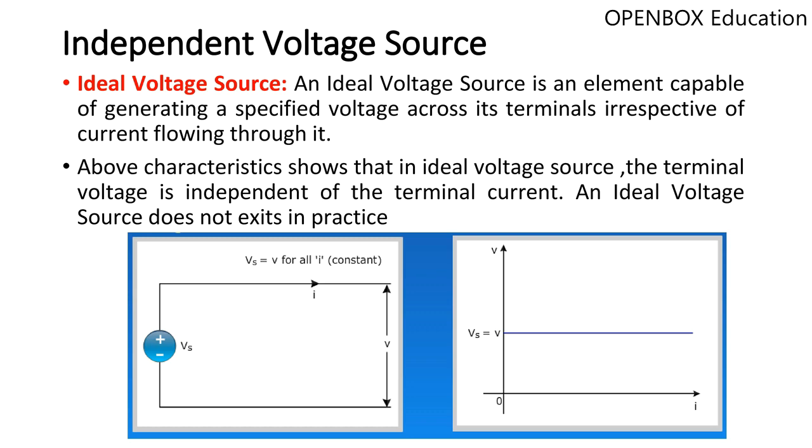Independent voltage source is classified into ideal voltage source and non-ideal voltage source. Ideal voltage source. An ideal voltage source is an element capable of generating a specified voltage across its terminals irrespective of current flowing through it. In the above figure, Vs is the ideal voltage source, V is the terminal voltage, and I is the current. The given source represents the voltage-current characteristic of an ideal voltage source. Here, the terminal voltage V is independent of the terminal current I. Hence, the graph is a straight line.